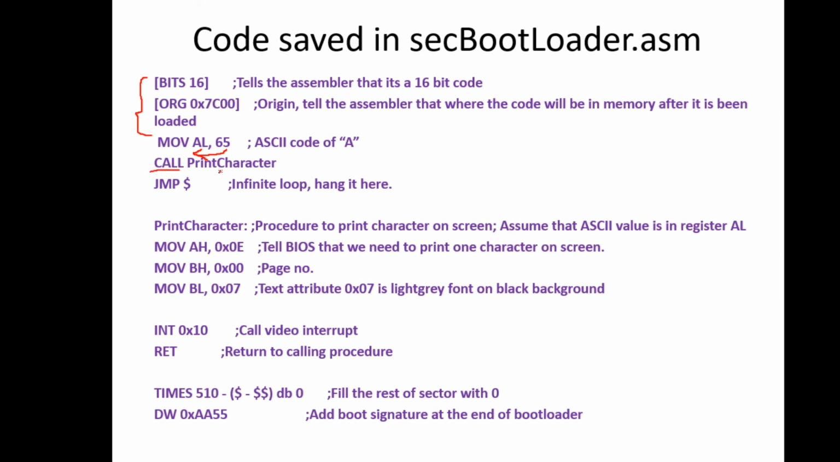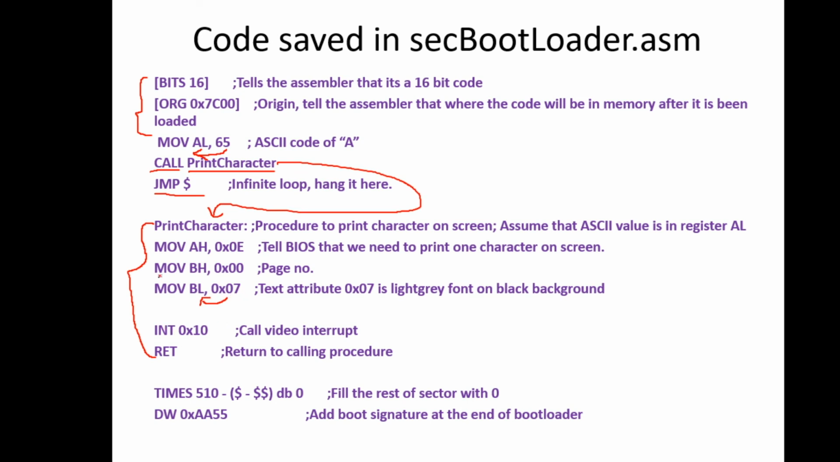Then we call a procedure called print character. Then we use a jump instruction to hang the display. When you call this procedure, the control will go here. So print character is a procedure call. As I discussed in the earlier slide, the value 0x0e will be moved to AH, which helps to print the character, and the page number is in BH as 0, and for the color, light gray on the black background will be displayed with 0x07.